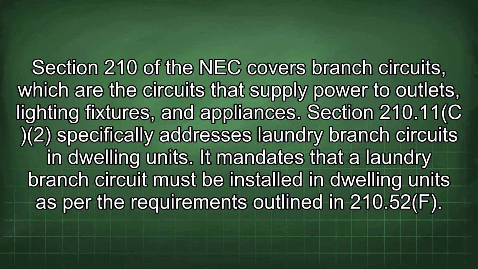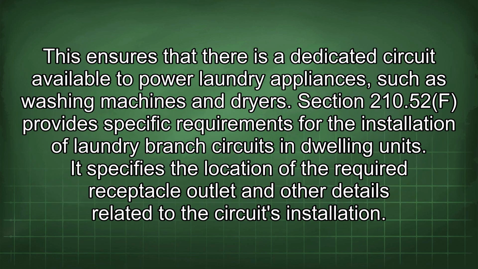Section 210 of the NEC covers branch circuits, which are the circuits that supply power to outlets, lighting fixtures, and appliances. Section 210.11(C)(2) specifically addresses laundry branch circuits in dwelling units. It mandates that a laundry branch circuit must be installed in dwelling units as per the requirements outlined in 210.52(F). This ensures that there is a dedicated circuit available to power laundry appliances such as washing machines and dryers.